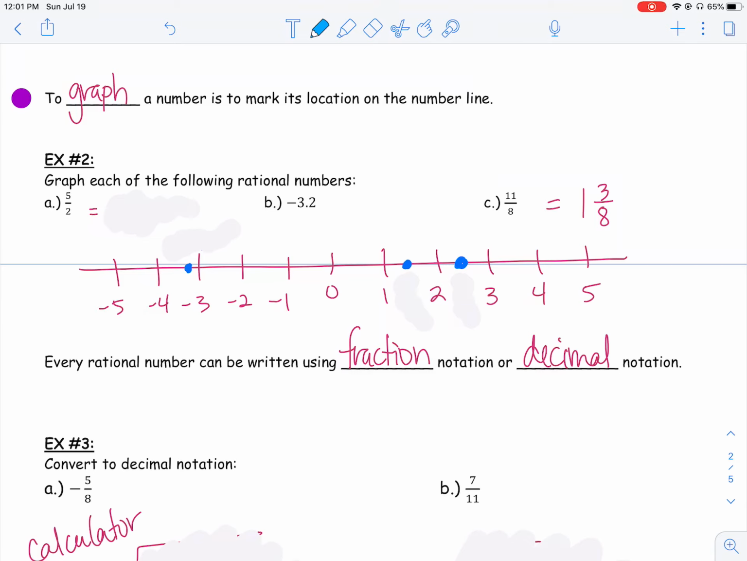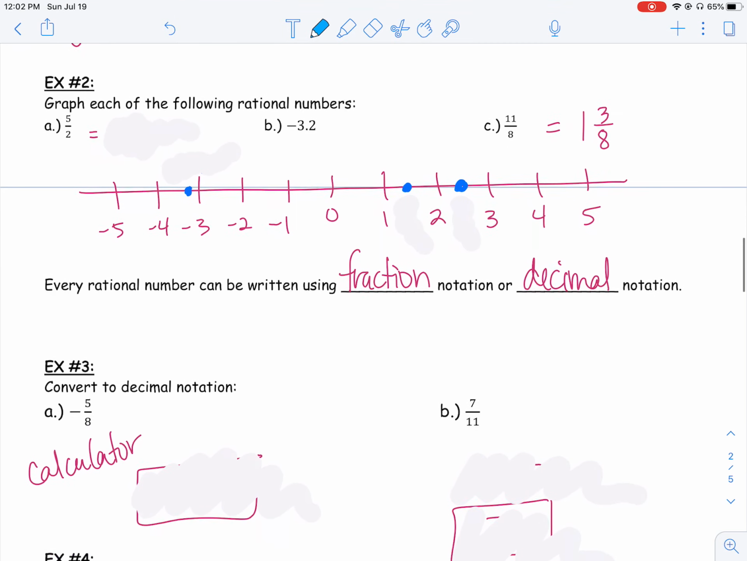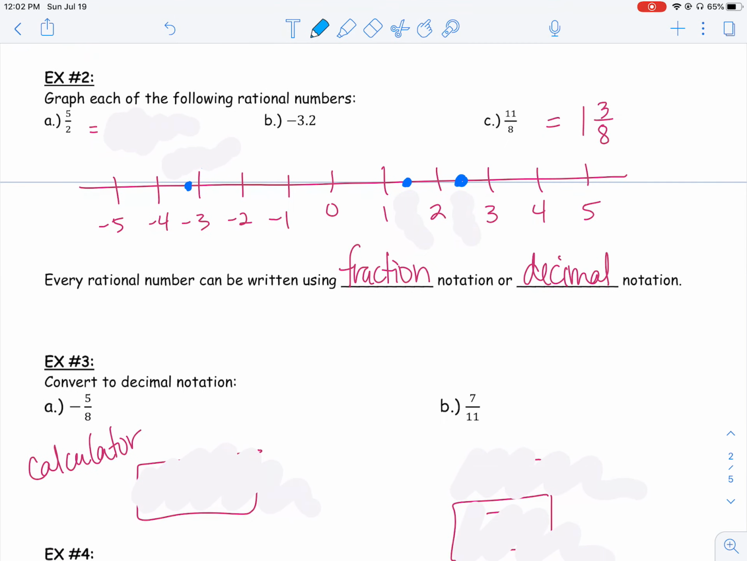All right, our second video from section 1.4 is all about graphing numbers on a number line. To graph a number is to mark its location on a number line. If I give you this example, example number 2, and ask you to graph these numbers, they're not so easy. They're not the whole numbers we were hoping for, maybe some fractions or decimals, but we should still be able to graph them by approximating their location on a number line.